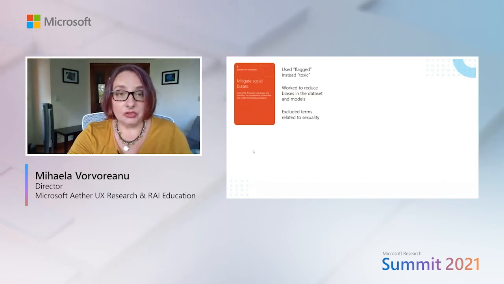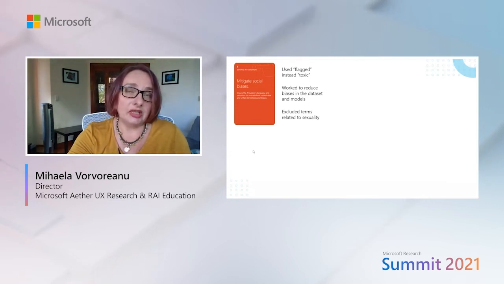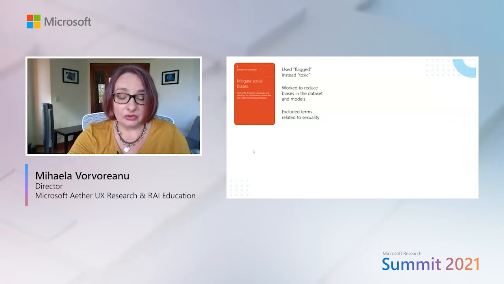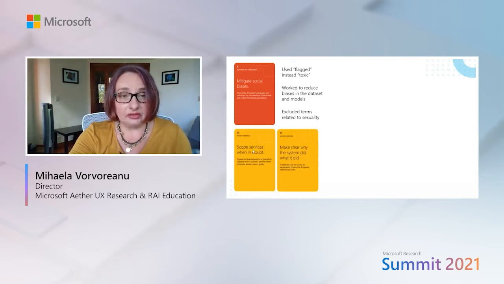The team did some work to reduce some biases in the data set and their models. And after a lengthy and very interesting and heartfelt discussion, we decided to exclude terms related to sexuality. We imagined a scenario in which a child might explore their own sexuality and maybe wanted privacy from their parents, or maybe the parents would not be very open-minded. And so we decided that those kinds of searches should not be flagged at all in order to protect the child and their discovering their own identity.